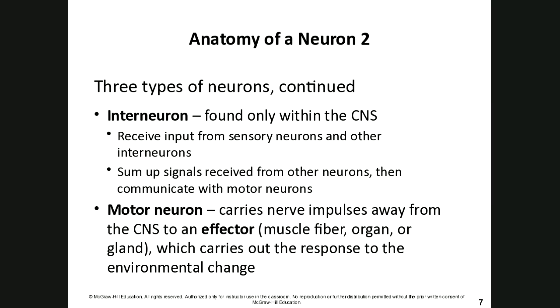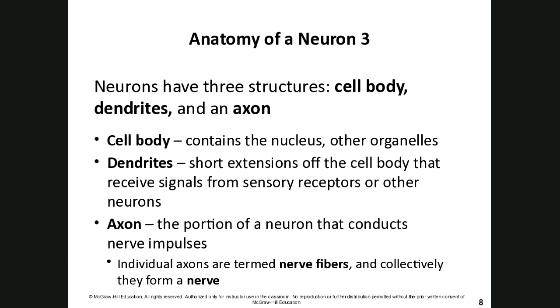So that could be a muscle fiber, contraction of the muscle, it can be an organ, the eyeballs, or it can be even a gland, the pancreas gland, the pineal gland, any of those. And that's going to carry out the response to whatever change happens there. So notice how these three types of neurons directly correspond to the three functions of the nervous system.